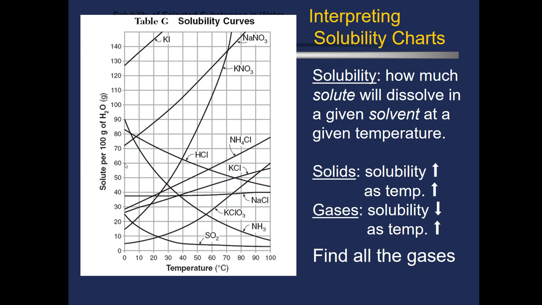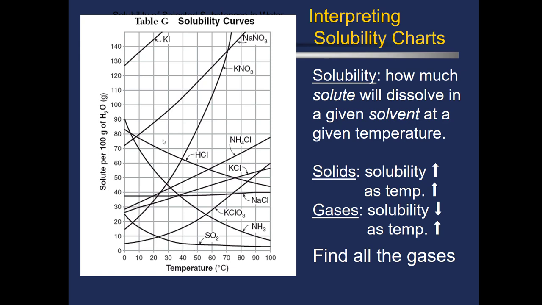First of all, I want you to notice that right here on our y-axis, each of these lines is measuring how much solute per 100 grams of water. So 100 grams of water was taken, and each one of these chemicals was added to the 100 grams of water, and then put at different temperatures, and then they measured how much of the solute was able to be dissolved in that 100 grams of water.